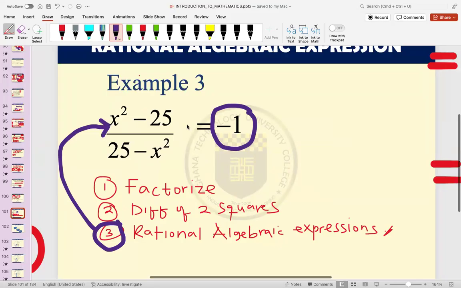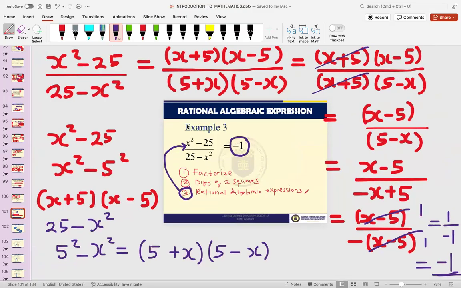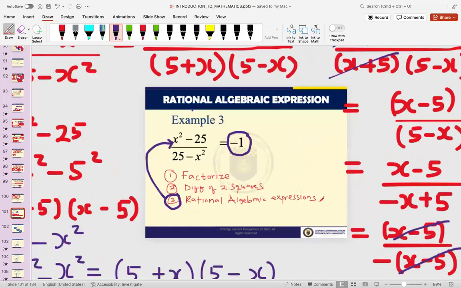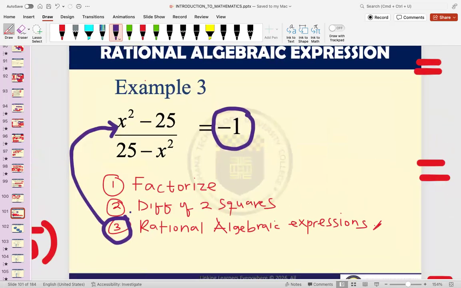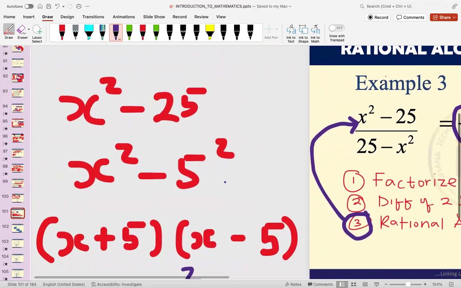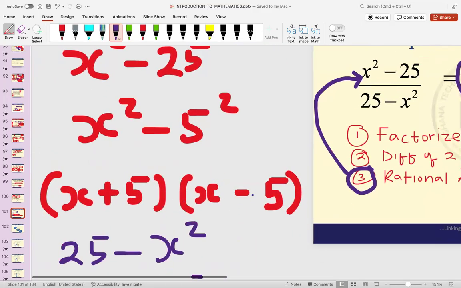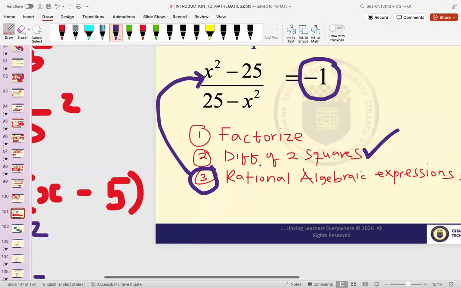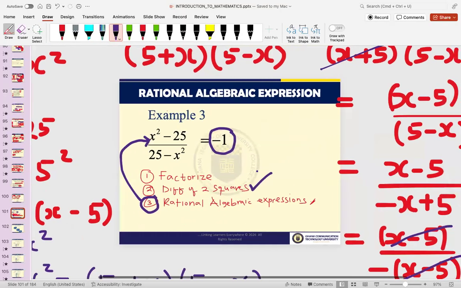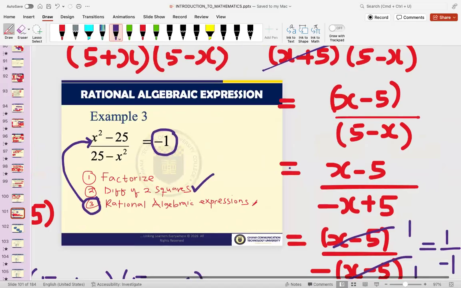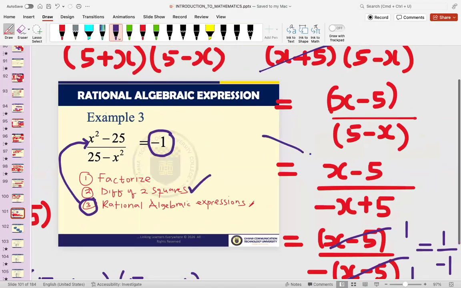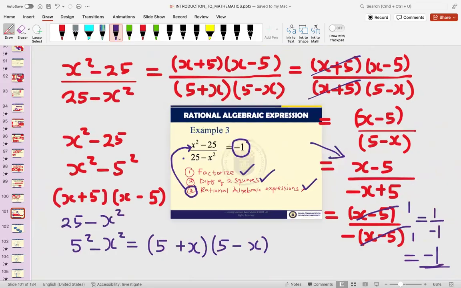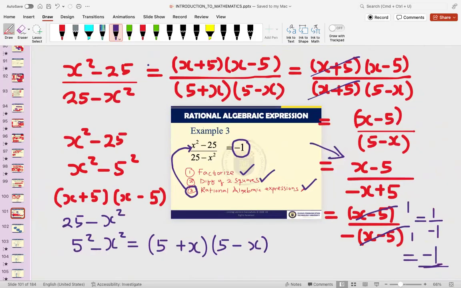Rational algebraic expression. Then we moved into using the difference of two squares, to break it down to x plus 5, x minus 5. And then when I was about to end, I used factorization. So we use factorization in this place. And so we have used all three concepts we have learned today.